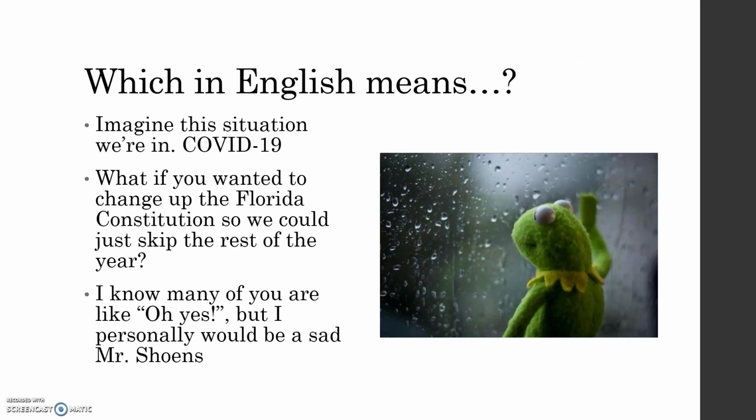Let me give you a hypothetical situation of how something could get passed in the Florida Constitution. Let's say you want to amend the Florida Constitution. Imagine the situation we're in, COVID-19. What if you wanted to change the Florida Constitution to say that if there is a pandemic that impacts a lot of the world, just skip the rest of the school year? I know many of you are probably like, oh yes. Some of you are probably like, what would be the point? It's literally my last couple months of school anyways.